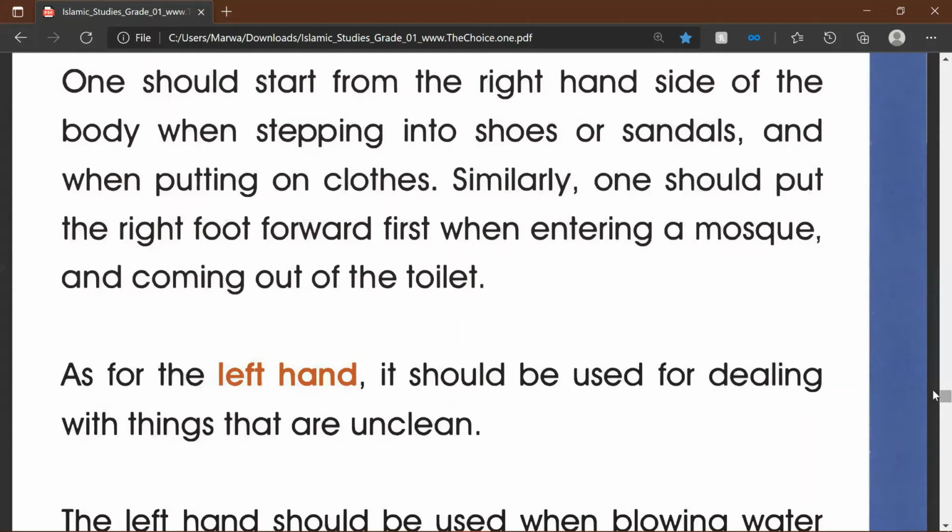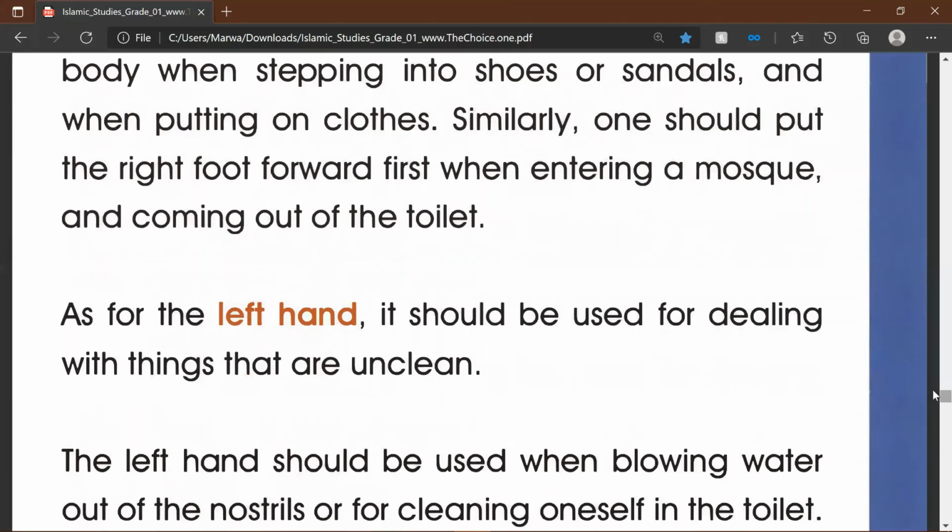So for example, when we come out of the toilet, we put our right foot forward, but when we go into the toilet, we put our left foot forward, because when we go into the toilet, we're going into a place of impurity and uncleanliness. But obviously when we leave it, we are leaving that behind. So the left side, the left hand, the left foot, we associate with things that are unclean. And the right hand and right foot, we use for everything else.